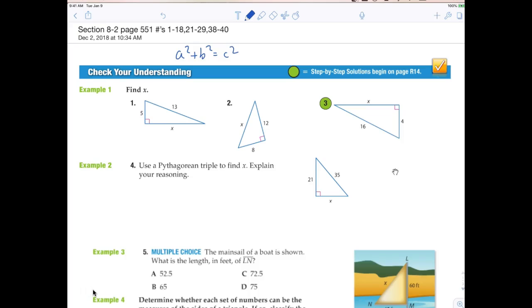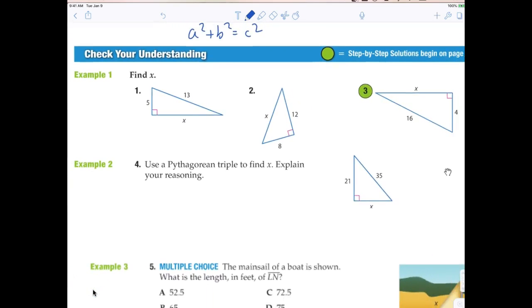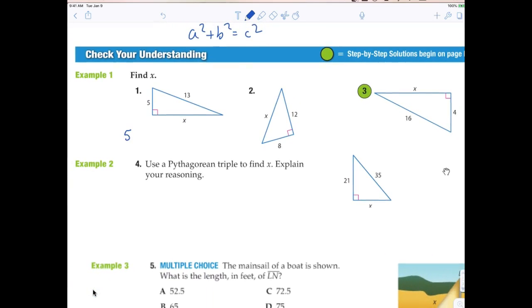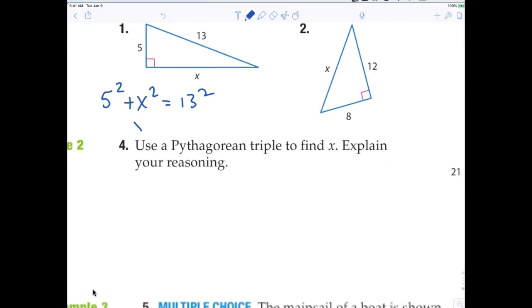So in this case, we would just be saying 5 squared plus x squared equals 13 squared. And then x squared is equal to 13 squared minus 5 squared, which I'm sure everybody knows is 144. And so x is equal to what? x is equal to 12.